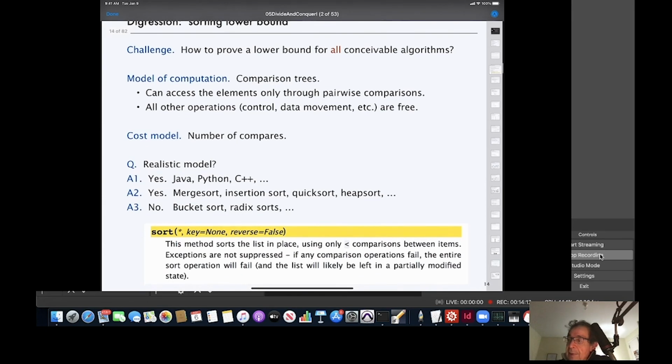Is that realistic? The answer is yes for Java, Python, C++, or yes for merge sort, insertion sort, quicksort, heap sort, or no, like in bucket sorts, radix sorts, and so on. So this is true, and also this is true, because all these are comparison-based sorts. But radix sort and bucket sort are not based on comparisons.